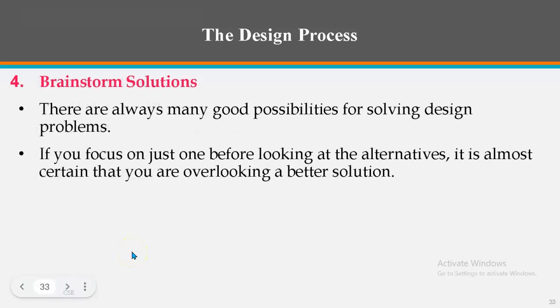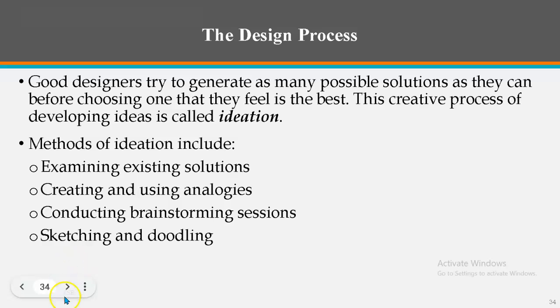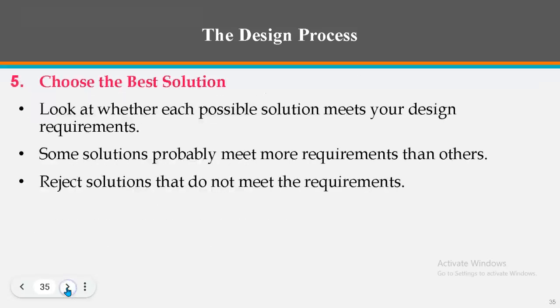Next step is to brainstorm the solutions, where you think of all the possible ways. Now you have understood all the requirements and objectives. So the next step is where you try to develop a lot of alternatives or solutions, so that you can then choose the best possible solution from one of these. This process is called ideation, where you can do this by examining existing solutions, creating analogies, brainstorming sessions, sketching and doodling. And then finally you will choose the best solution by looking at each possible solution, and you will decide the one that meets most of the requirements.